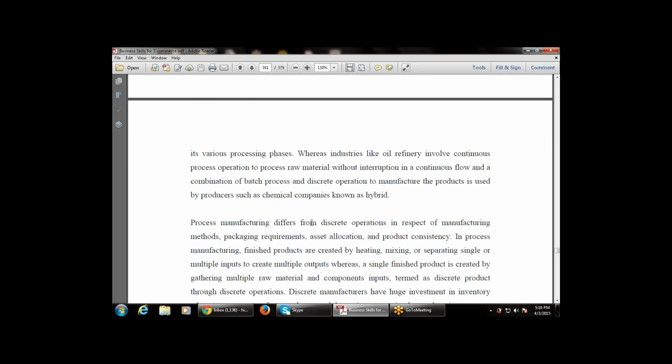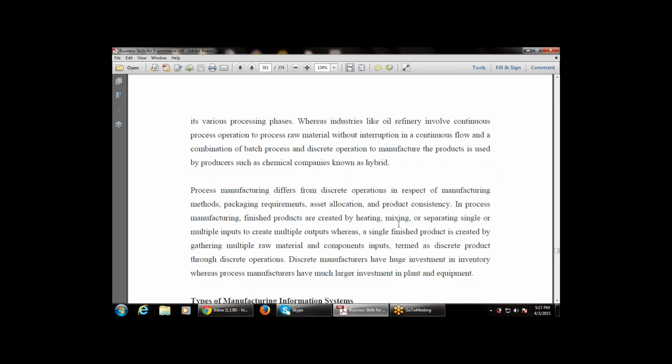Process manufacturing is different from discrete operation in terms of manufacturing methods, packaging requirements, asset allocation, and product consistency. In process manufacturing, finished products are created by heating, mixing, or separating single or multiple inputs to create multiple outputs, whereas in discrete manufacturing a single finished product is created by gathering multiple raw materials.